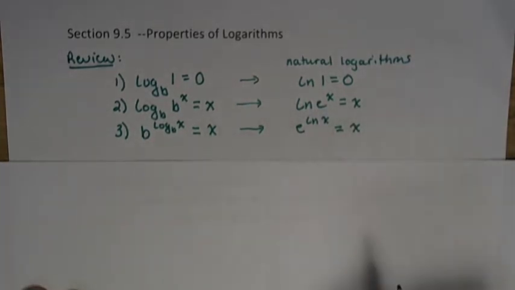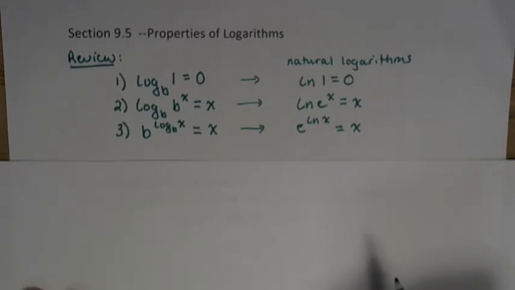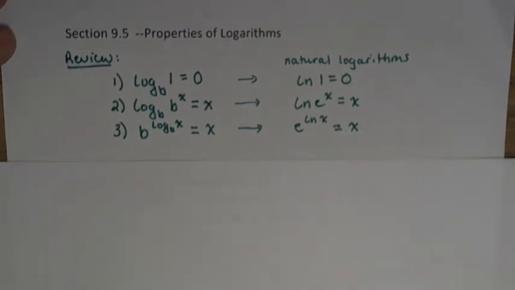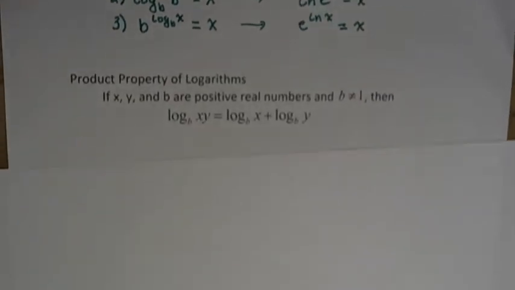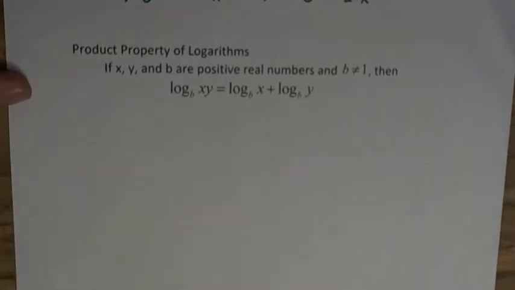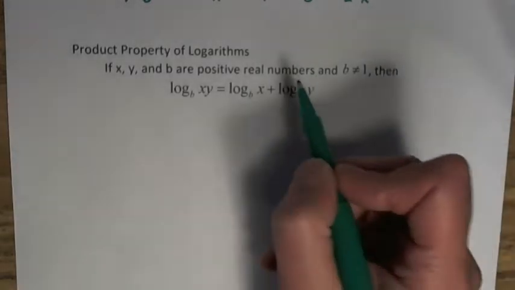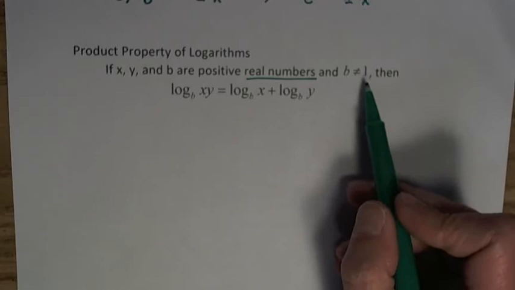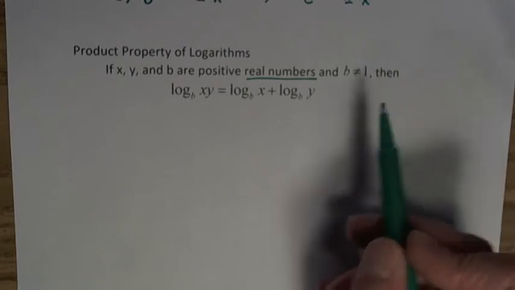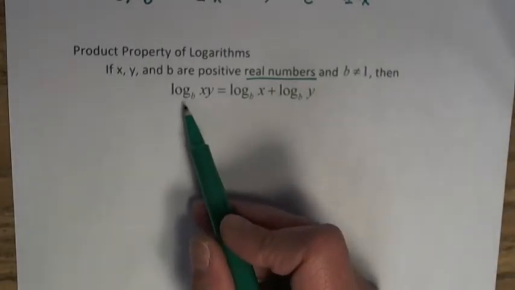So these are a few of the basic properties that we've talked about already. Now we're going to extend them to some other properties. The first one I'd like to talk about is the product property of logarithms. The product property of logarithms tells us that if x, y, and b are positive real numbers, and notice we're still working in the real number system here, and b does not equal 1, then the following is going to be true.